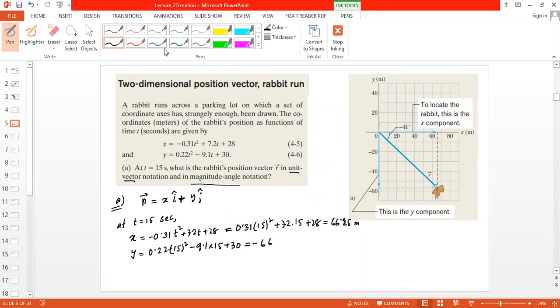Okay, I made a mistake here. My bad. This is not actually 72, it should be 7.2. So this should be 7.2 into 15. Can you calculate it again for me, please? This one is 66, right? And the value of x is what?